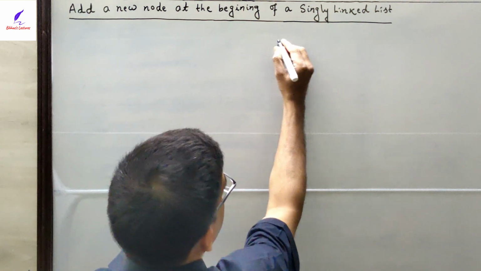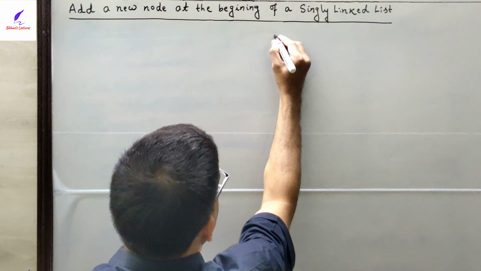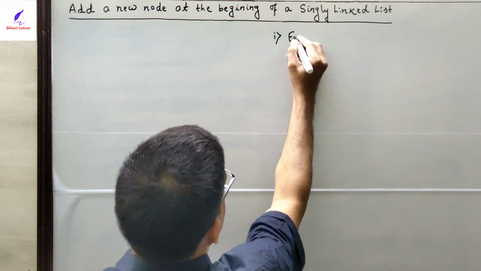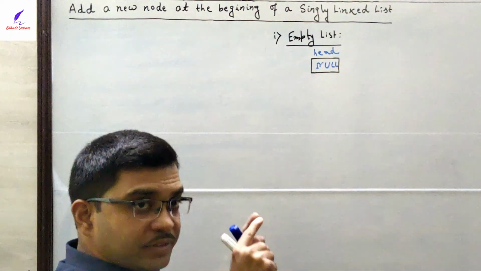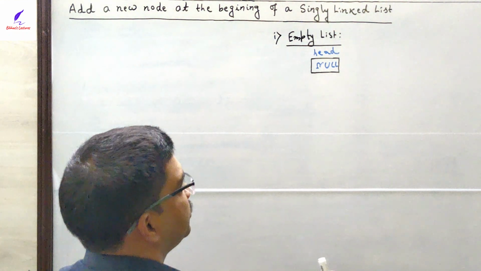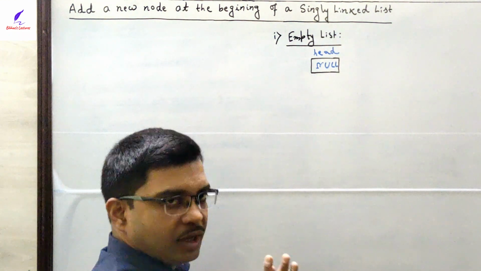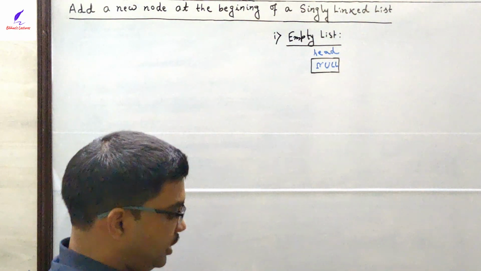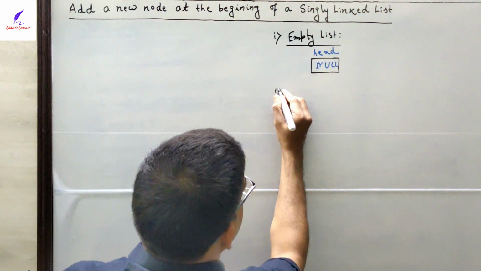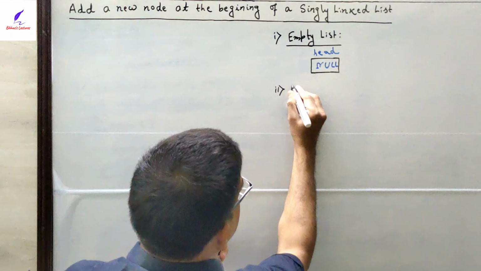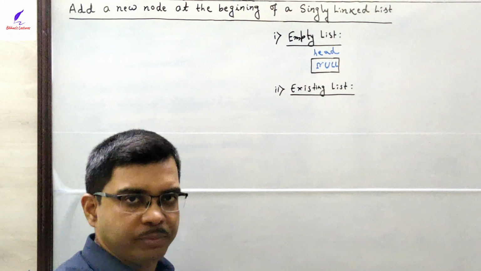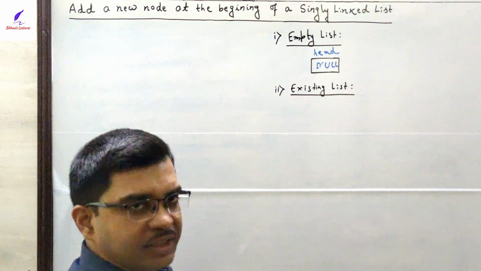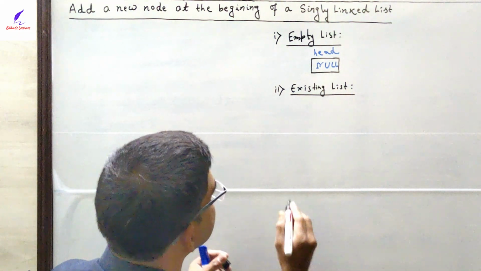So case number one is the empty list. You can check that in this empty list, that means the list does not exist, so no first node is there, so head is actually containing the null value. So this is the empty list. Now the second case that we will also consider is the existing list. Existing list means at least one node will be there. So in this list we will consider at least 3 nodes.